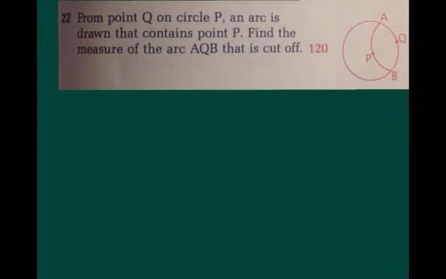Okay, number 22 on page 457 always causes problems. So let's take a look at it. And I think really it's more a matter of vocabulary than anything else. You may remember from the beginning of the video that when they talk about the center of an arc, it refers to the center of the circle that the arc is drawn on. So let's take a look. It tells us that from point Q on circle P, an arc is drawn that contains points P, A, and B. So let's zoom in and take a look at what that means.